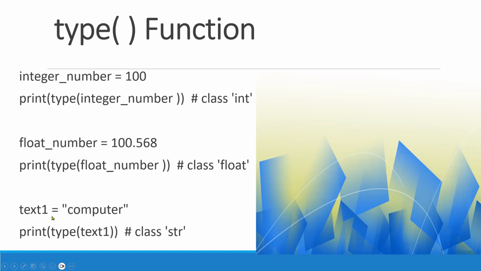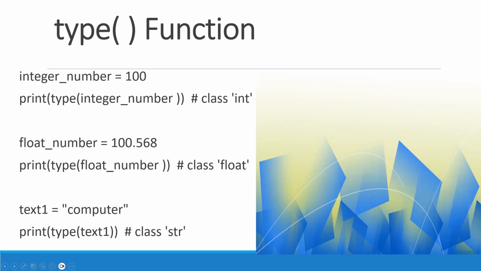If we say text1 equals computer, and then we ask Python to print out the type, the data type for this variable that has the value of computer, Python will give us a string, because computer is a text or a string or a word.